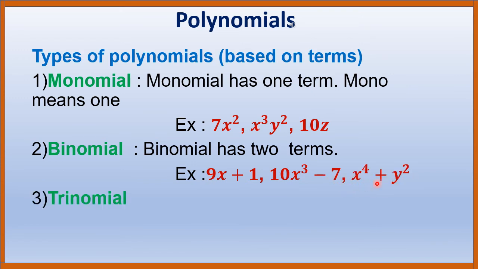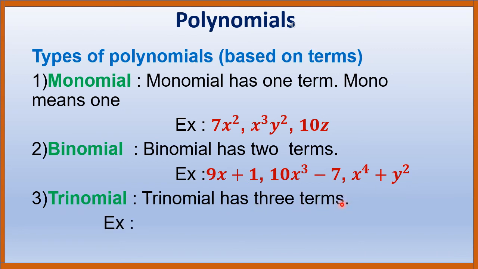Trinomial. Trinomial has three terms. For example, x cube minus 3x plus y, x plus y plus z, 2x square plus 4x plus 1.